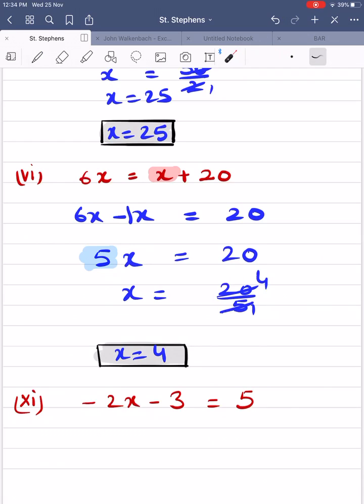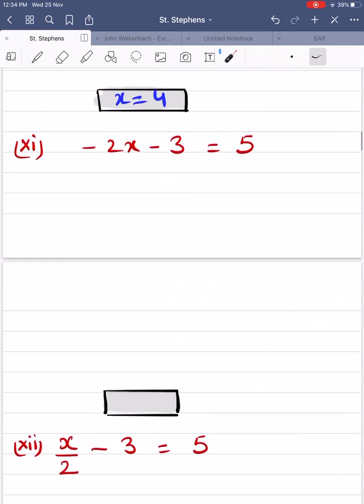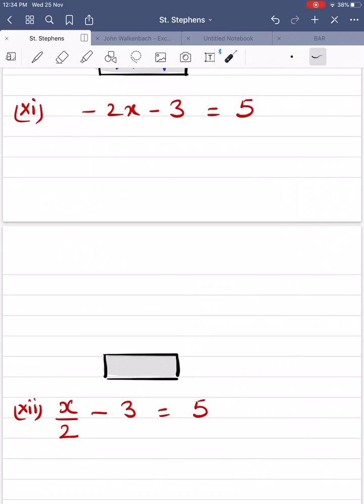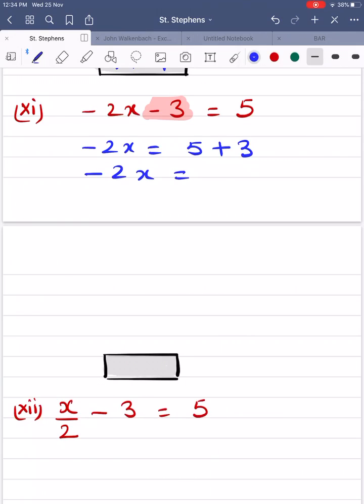Let's move to 11th part. So here we have minus 2x minus 3 is equal to 5. Now first we will transpose minus 3 to right hand side. So we get here minus 2x is equal to 5 plus 3. Minus sign changes into plus sign. So we have minus 2x is equal to 8.